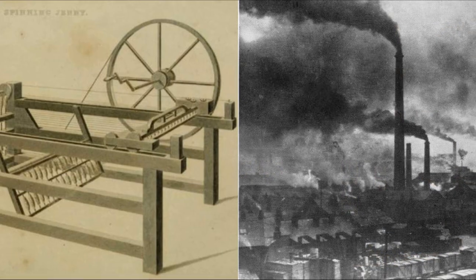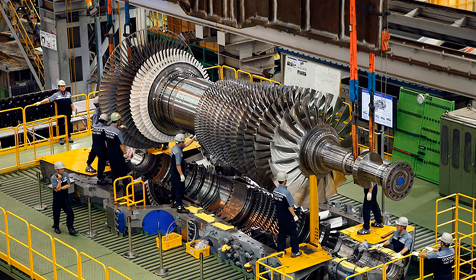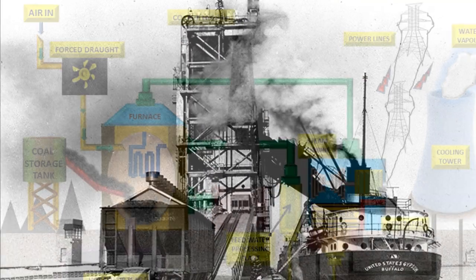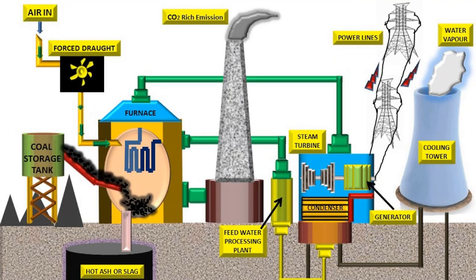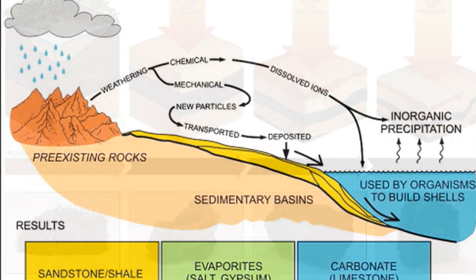Coal was the basis of the Industrial Revolution in the late 18th century. It was used to produce steam power, which provided the main driving force in running machinery in factories, railway locomotives, and ships. Later, coal was used to generate thermal electricity. Coal occurs between the layers of sedimentary rocks.